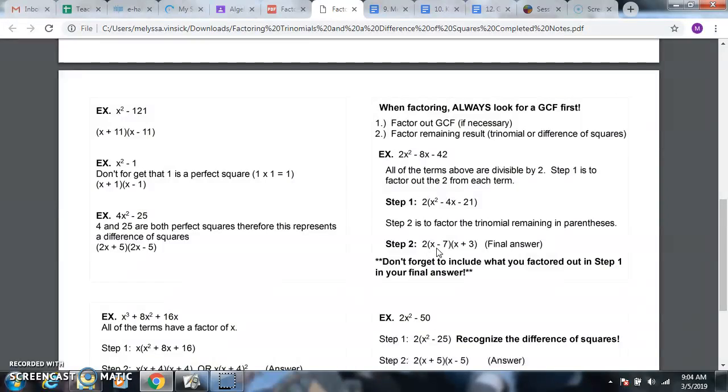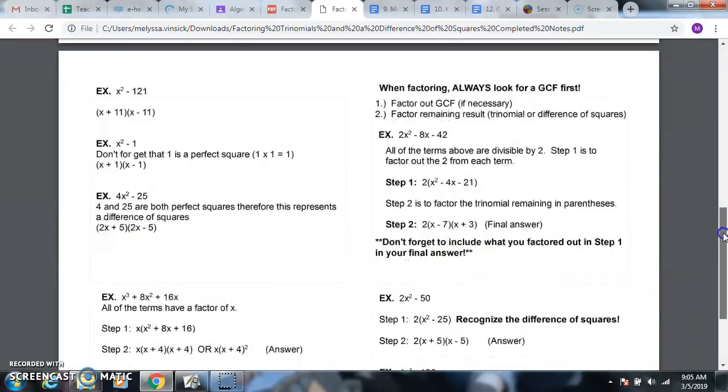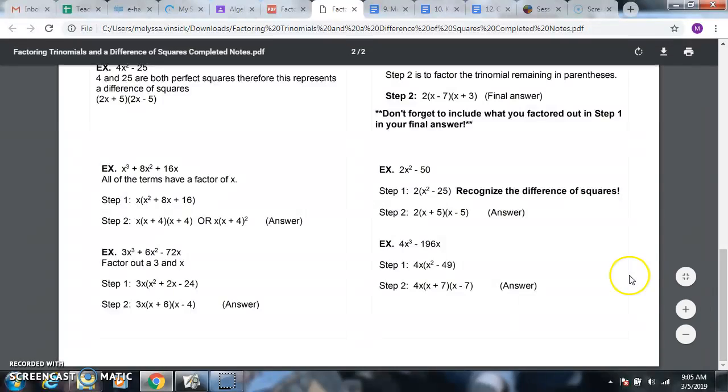So I have a 2, and then now this trinomial broke into 2 binomials, x minus 7 and x plus 3. So again, just don't forget, this 2 has to get carried down to your final answer. The GCF does not just disappear. It has to get written out front of the trinomial, and then it has to get written out front of your 2 binomials. All right, let's look at a couple more examples with these.